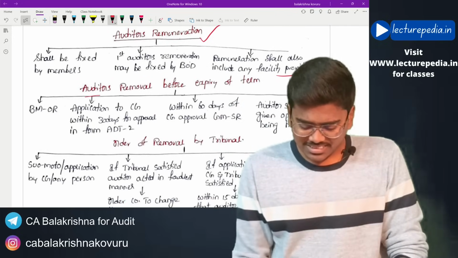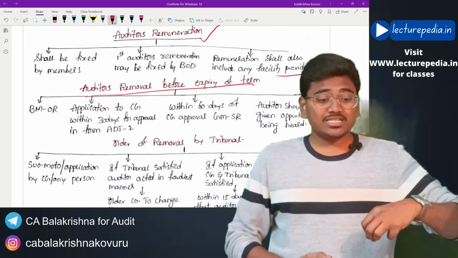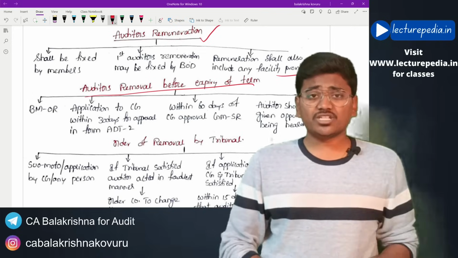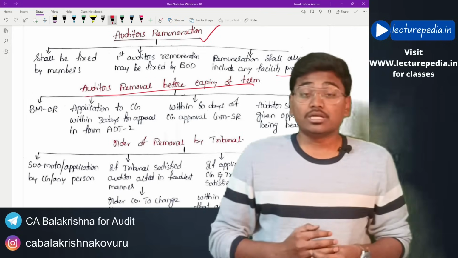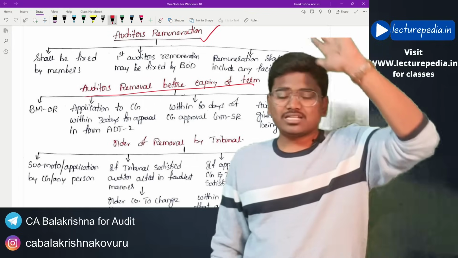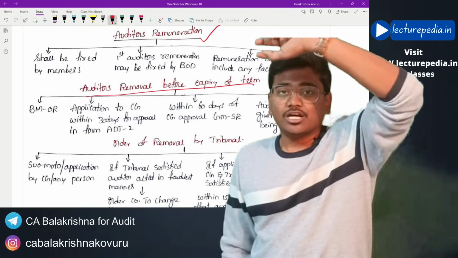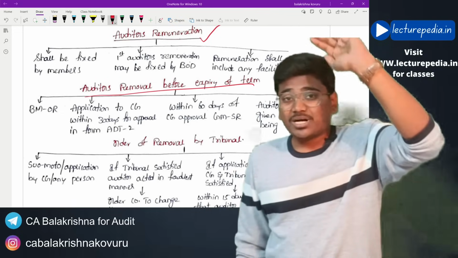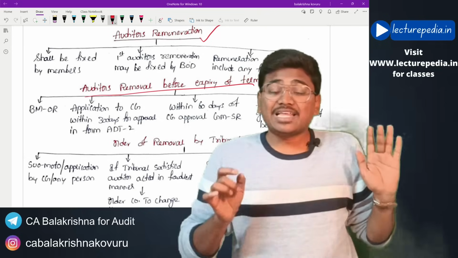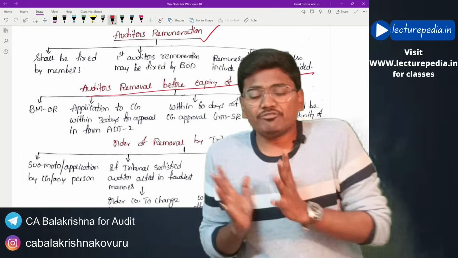Next, auditor's removal before expiry of term of the auditor. You have appointed auditor for a period of 5 years. Let's say before expiry of the term you wanted to remove that auditor, then what is the procedure that has to be followed? First of all, in a board meeting an ordinary resolution has to be passed. Board of directors have to recommend for the removal of the auditors. After passing board meeting ordinary resolution, within 30 days they have to apply to the central government asking for the approval for removal of the auditor.